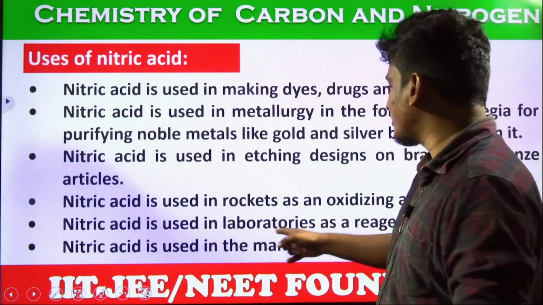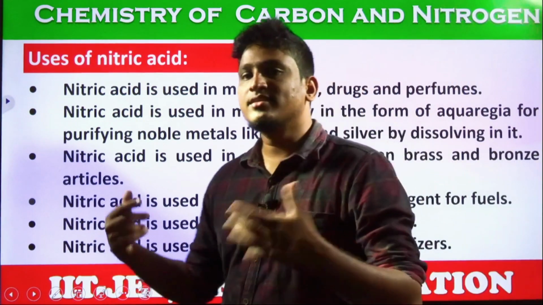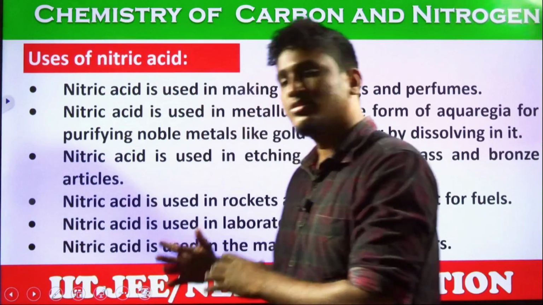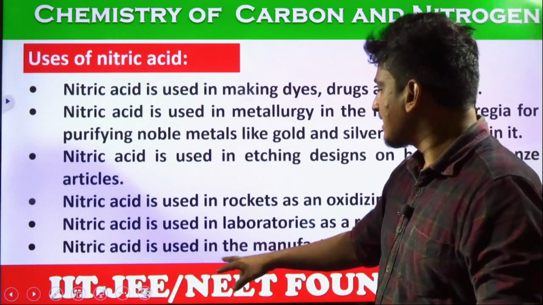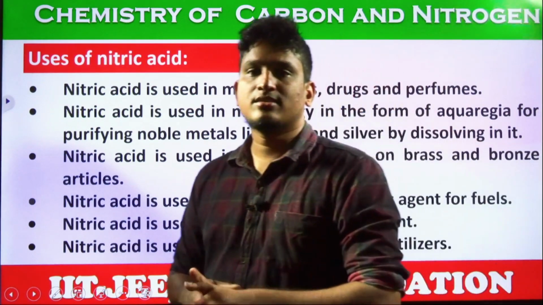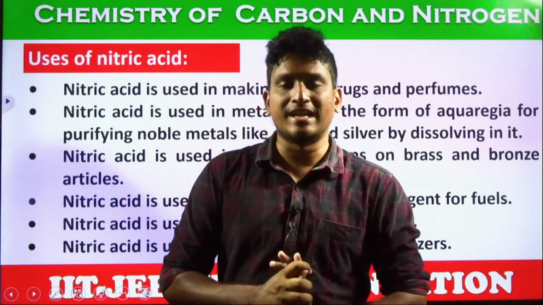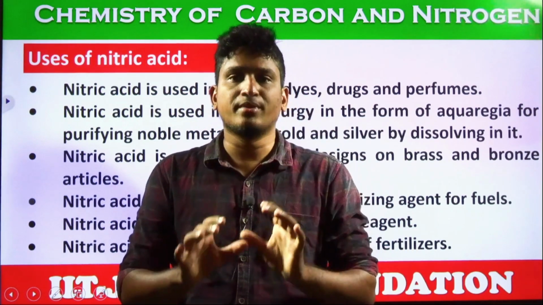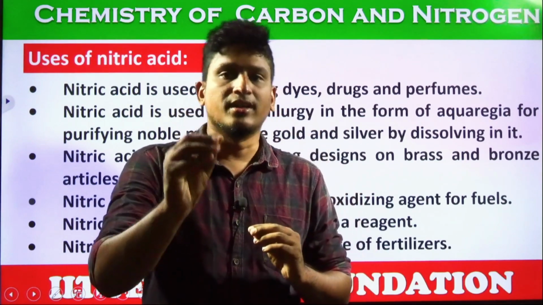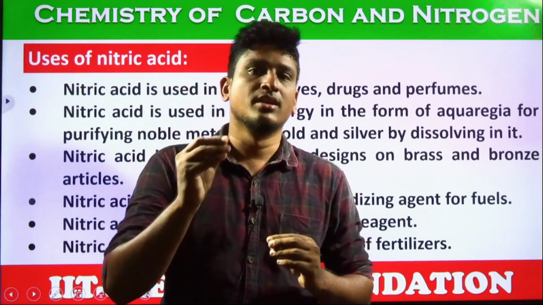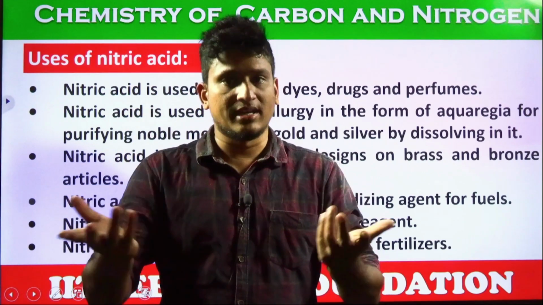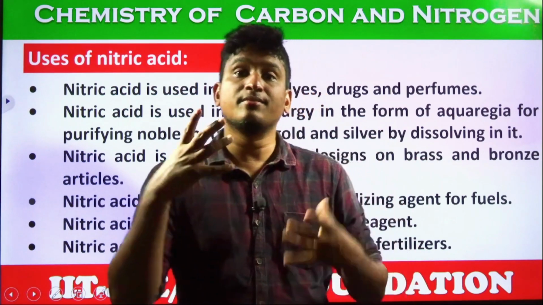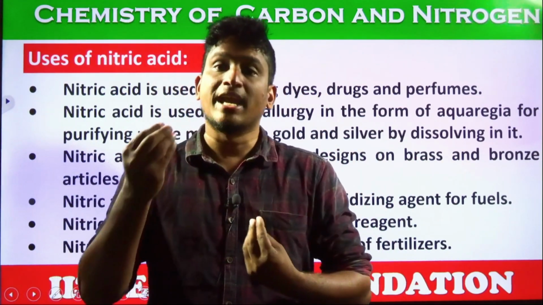And nitric acid is used in laboratories as a reagent. Like I discussed, what is a reagent? It supplies H plus ions or supplies oxygen as an oxidizing agent. So these are all the uses nitric acid has. Nitric acid is used in the manufacturing of certain fertilizers. The main property of nitric acid is that it has a nitrate. This nitrate is an essential radical for fertilizer components, for example sodium nitrate, ammonium nitrate and magnesium nitrate. These are fertilizers, and nitrates are also used in explosives.